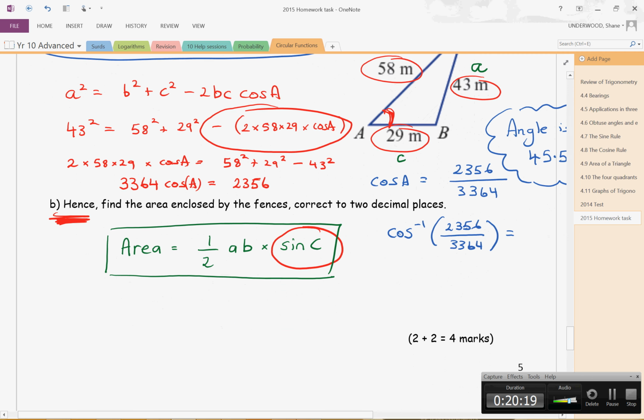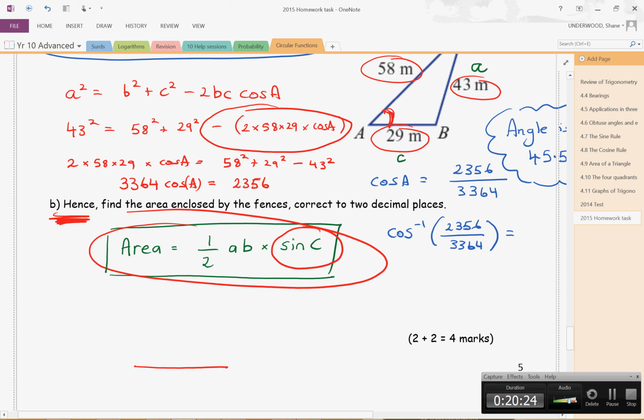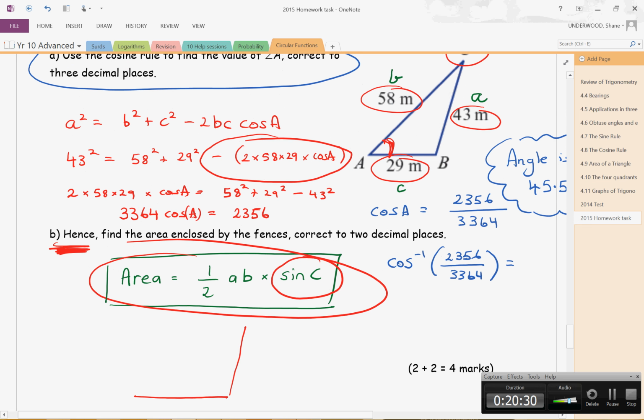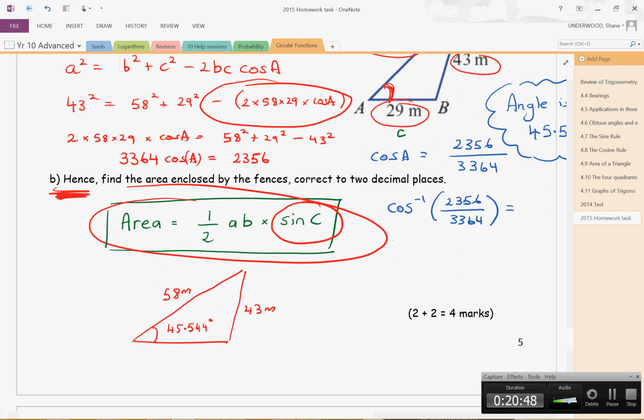So I'm going to draw that. Given that this formula is telling me sine C, I'm going to redraw this triangle and I'm not going to label it A, B, and C anymore. Let's do something like this. It's still 58 metres. We've just found this angle to be 44 degrees. And this length here is 43 metres, and this length here is 29 metres. Now, I know that I have two lengths, and I have the angle between them, which I've just found.